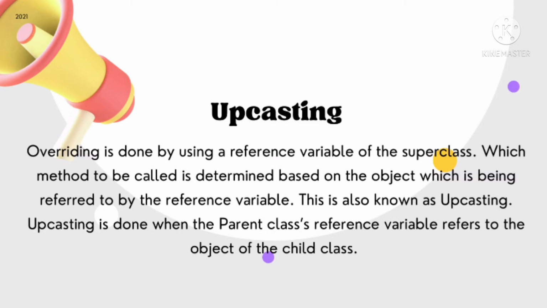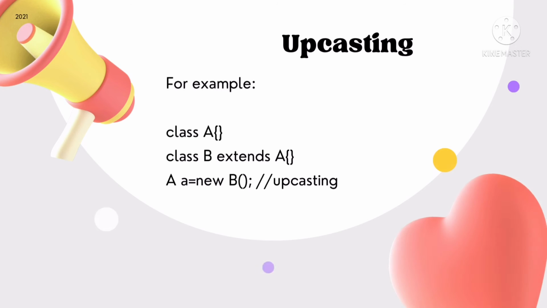For more details of upcasting, we see the implementation of upcasting. For example, there is a class named A. There is another class named B which extends class A. Now for the upcasting purpose, we will initialize the object of class A with class B.